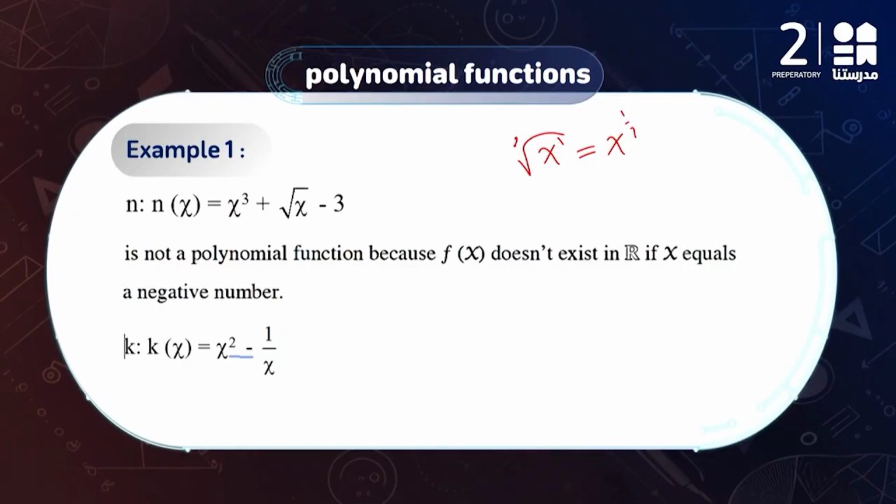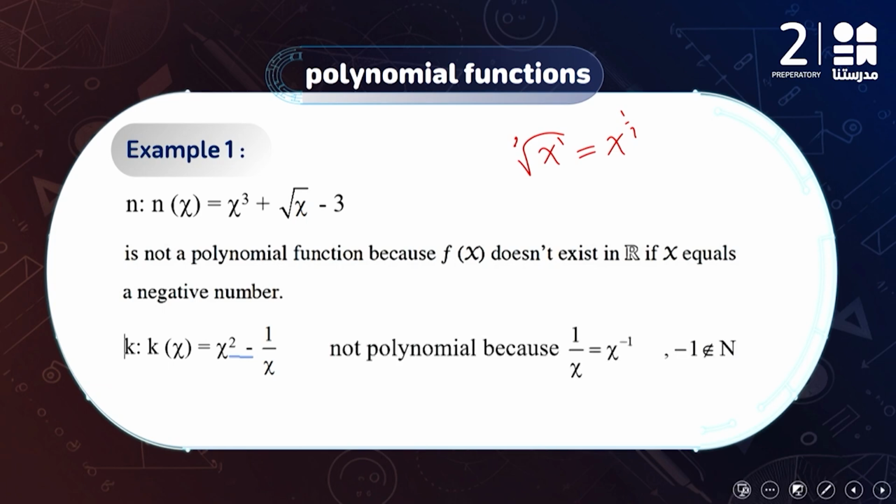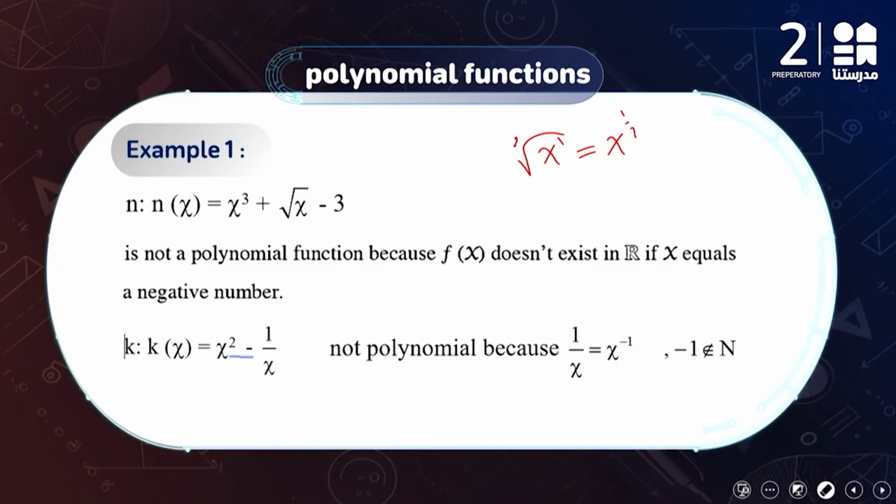Another example, x power 2 minus 1 over x. 1 over x here we can write as x power negative 1, and we say the power should be a natural number, 0, 1, 2, 3 and so on, but here it will be a negative power. So here 1 over x equals x power negative 1, and negative 1 doesn't belong to N.